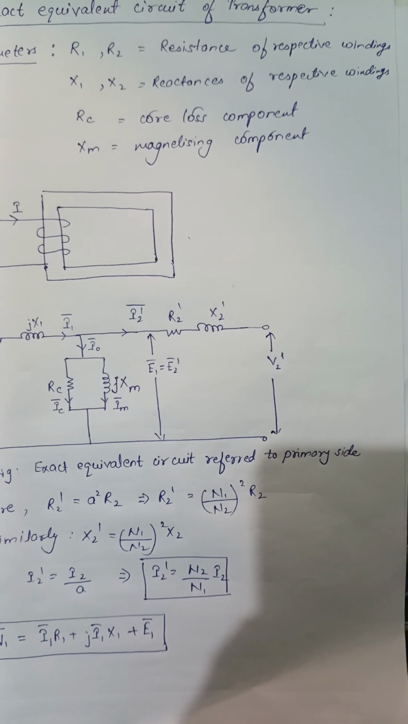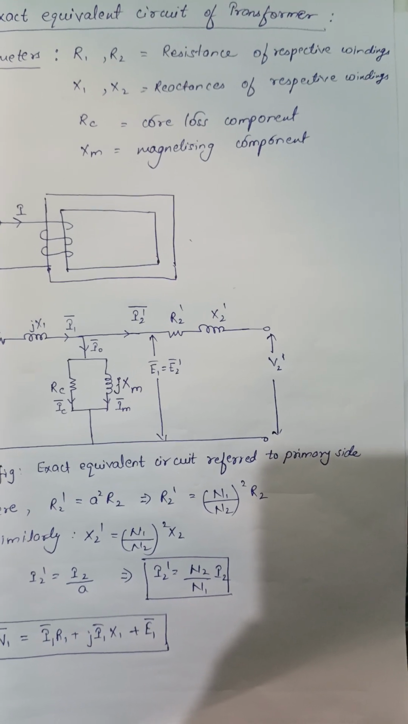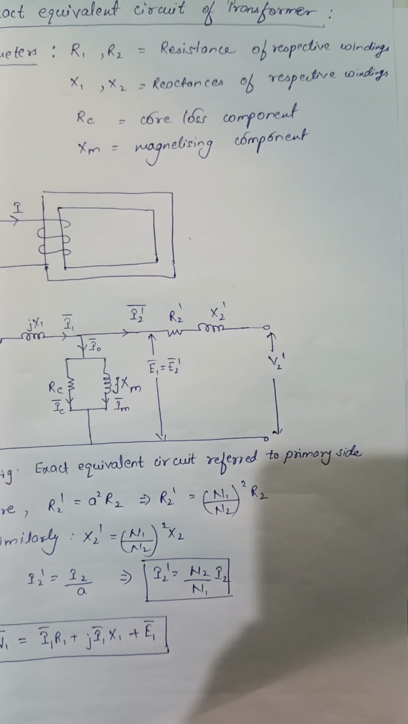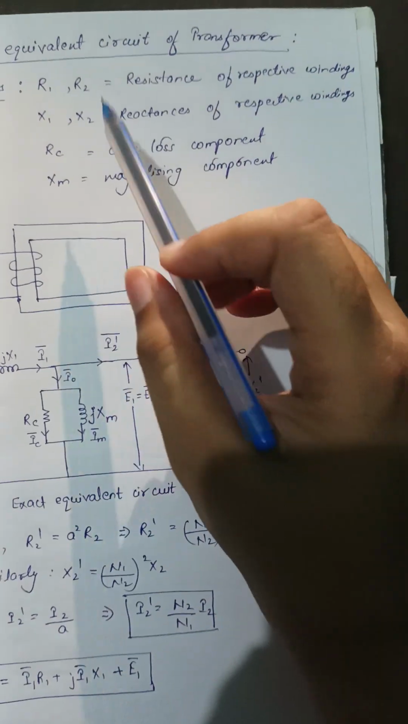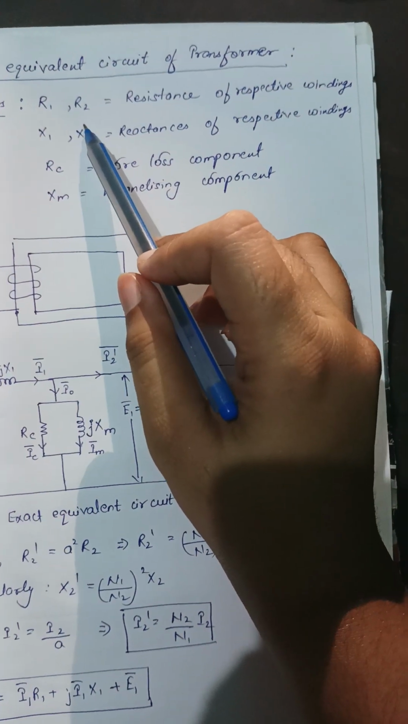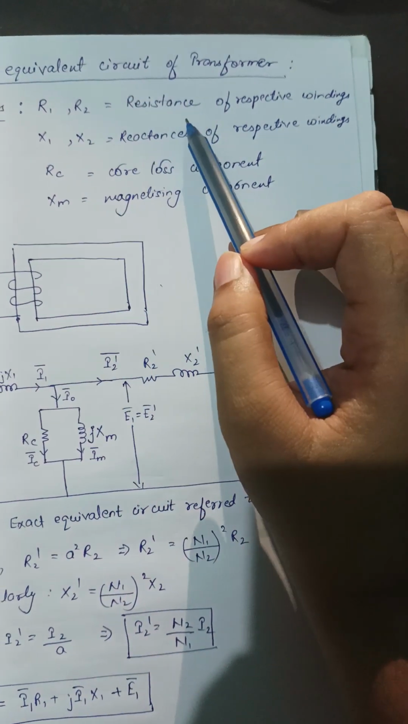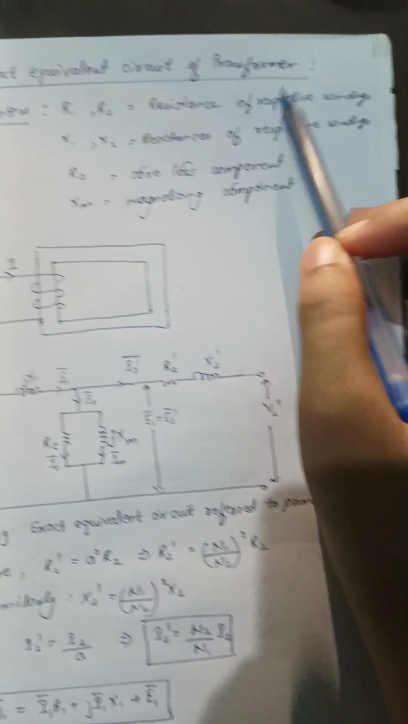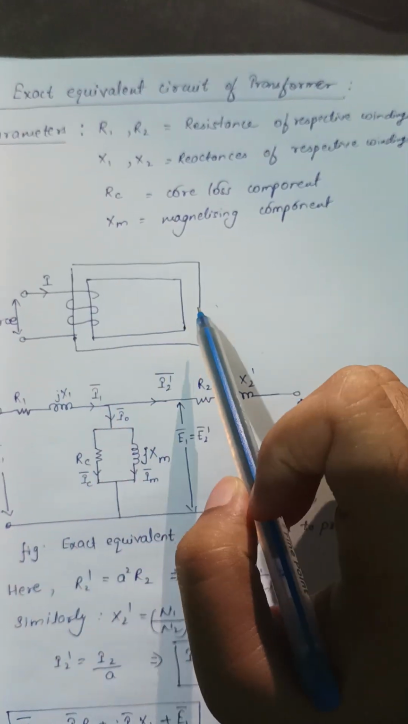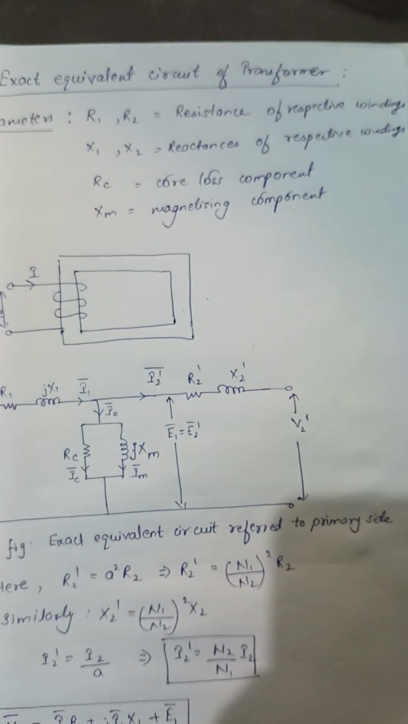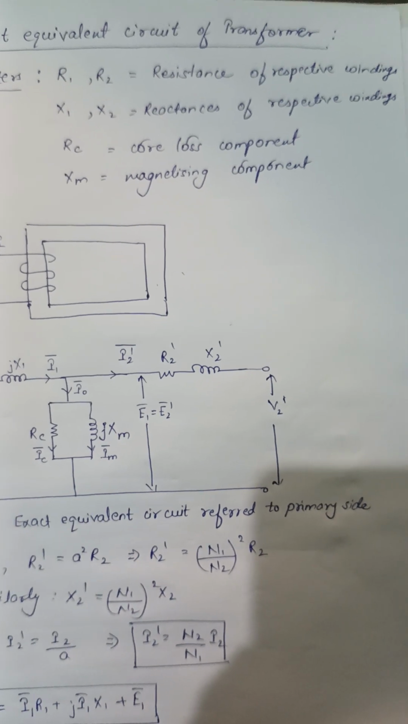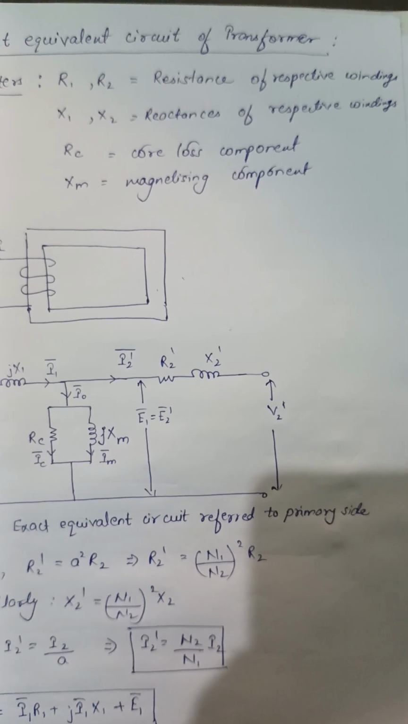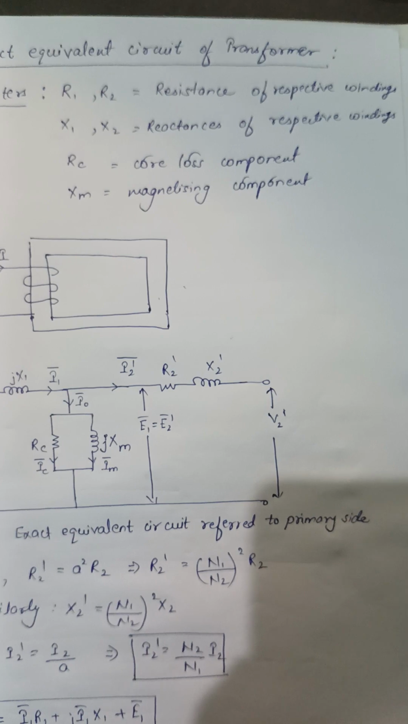First of all, let's find out why we are using these parameters. The parameters R1 and R2 show the resistance of the windings that we make on the primary as well as the secondary side of the transformer. So R1 and R2 are nothing but the value of the internal resistance of the winding.